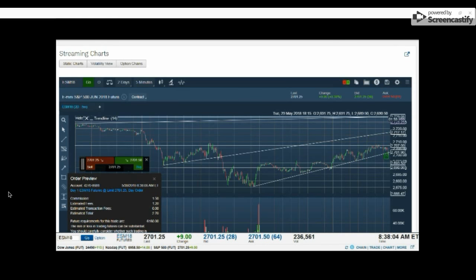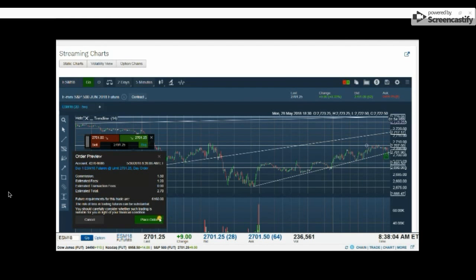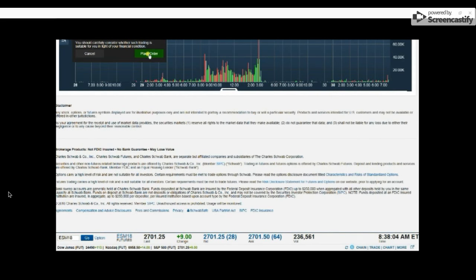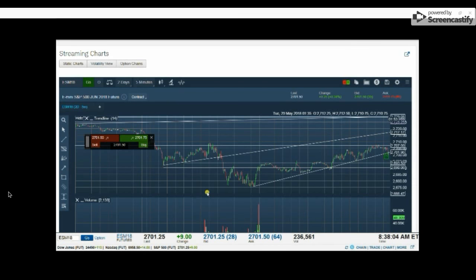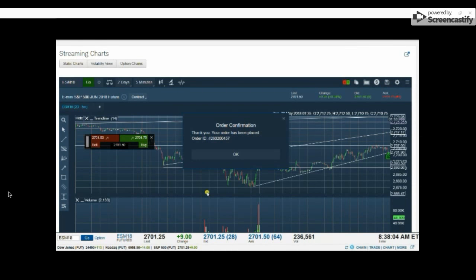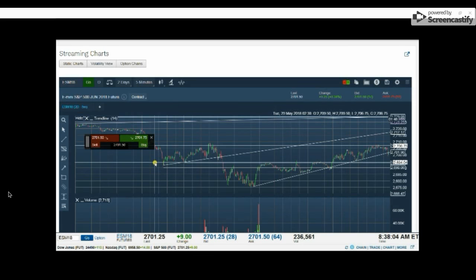All right, it's coming down to where we need to get in. So here's a quick little entry, and get that order placed. Notice not a lot of capital committed, one contract. We're in here in the market. So we got 2701.25.